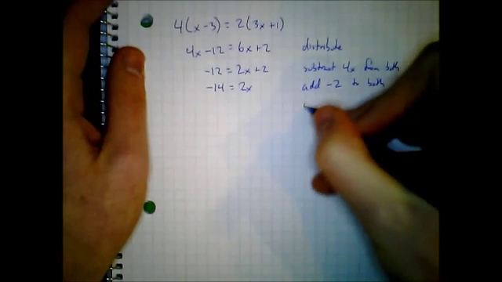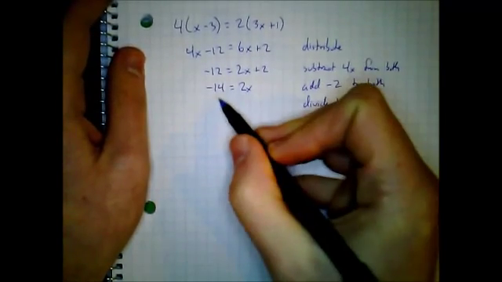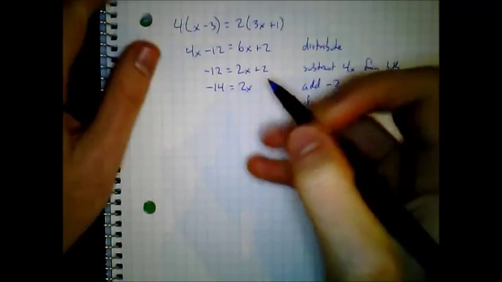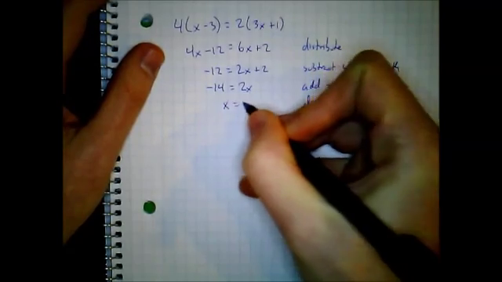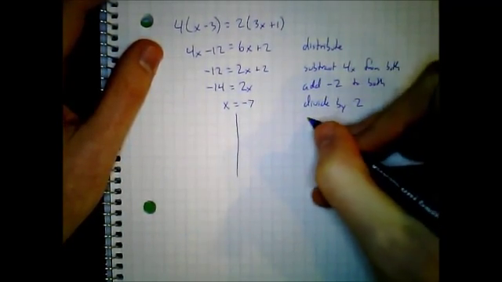So now we're just going to divide both sides by 2. Okay, we have negative 14 units divided between our two x's, because we want to know what each x equals. So we get x equals negative 7. We're going to check our answers.